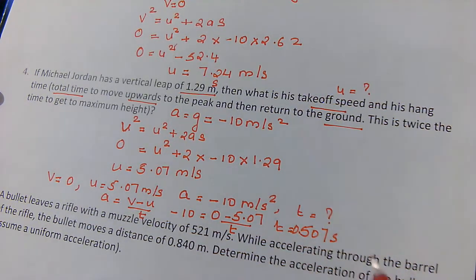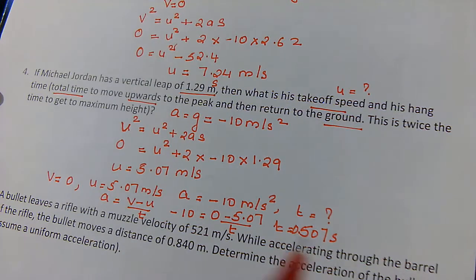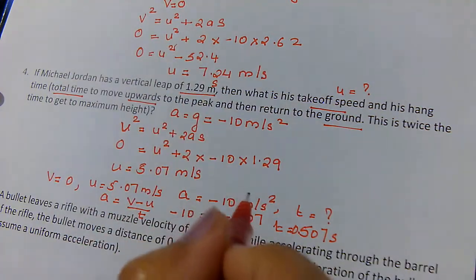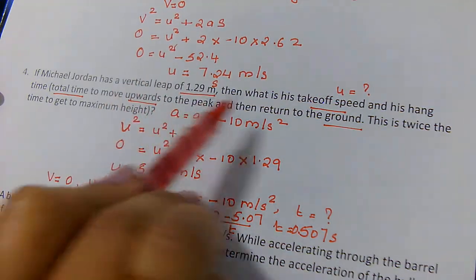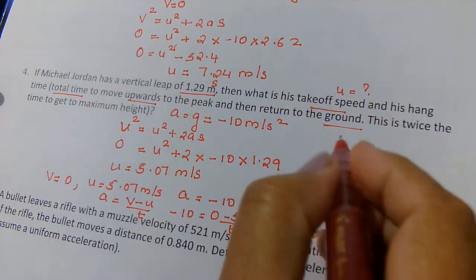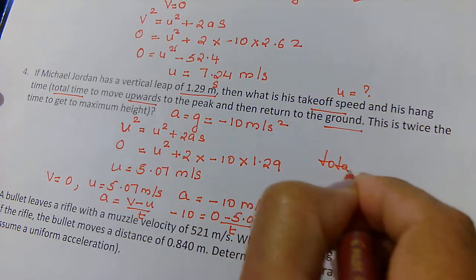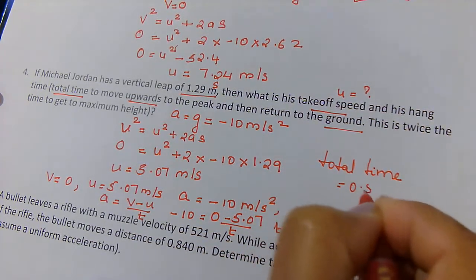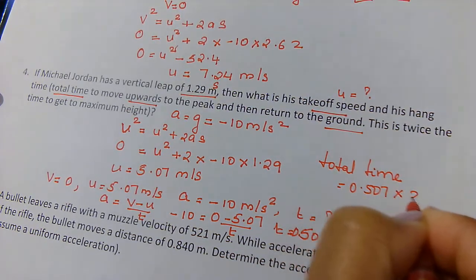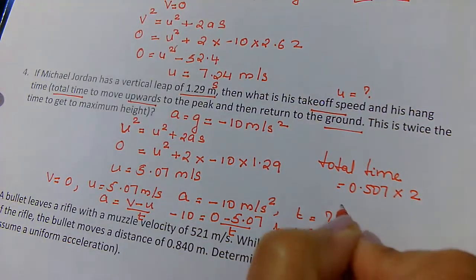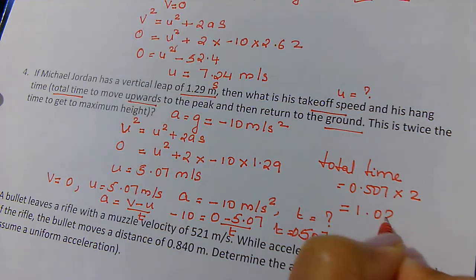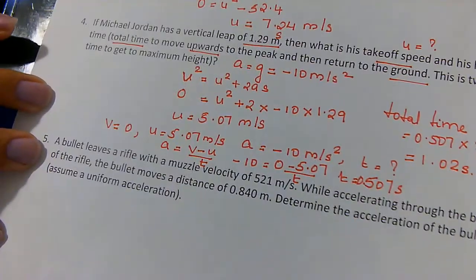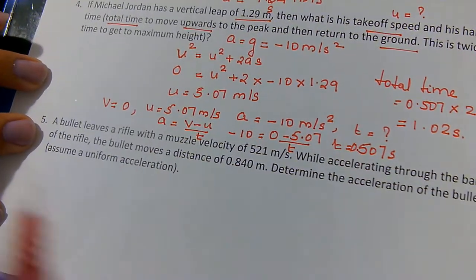0.507 seconds. But what you need to keep in mind is this is the time only to reach the maximum height. The question is go towards the peak and come back. So the total time is going to be 0.507 times 2. So you get the total time as 1.02 seconds. Okay. Now moving on to the fifth one.